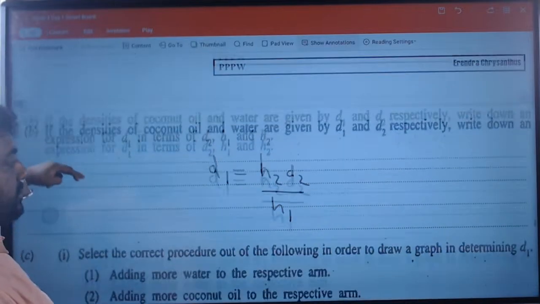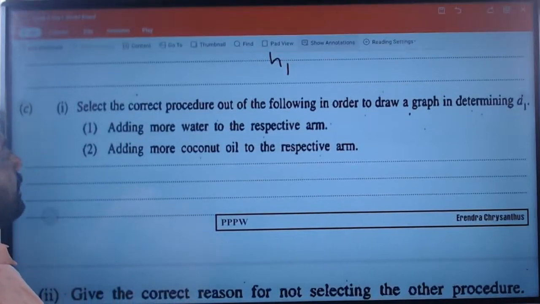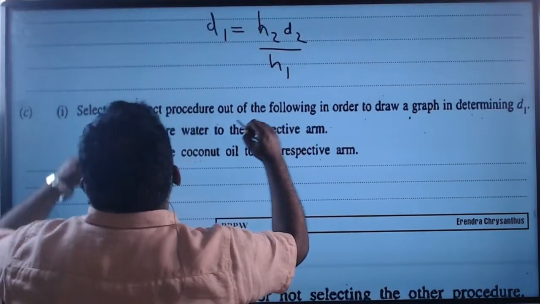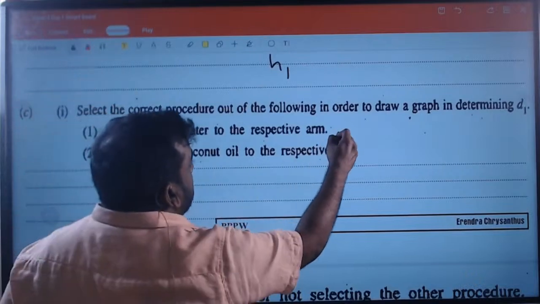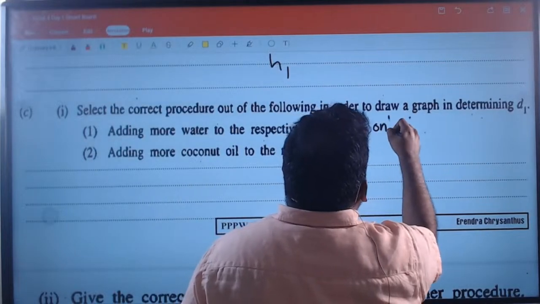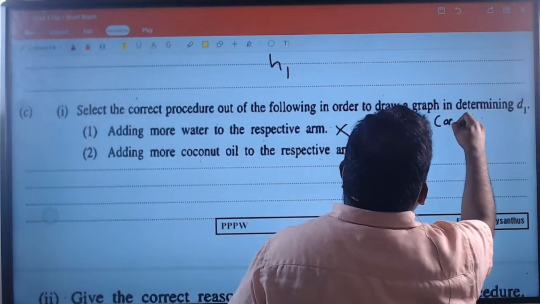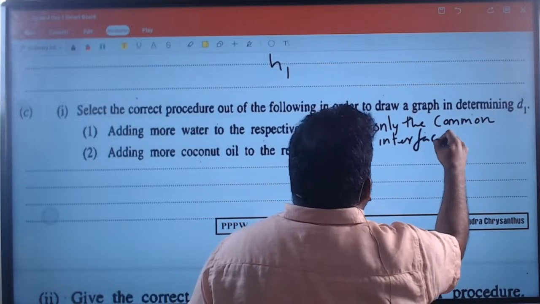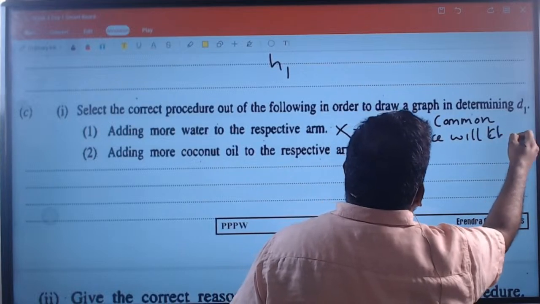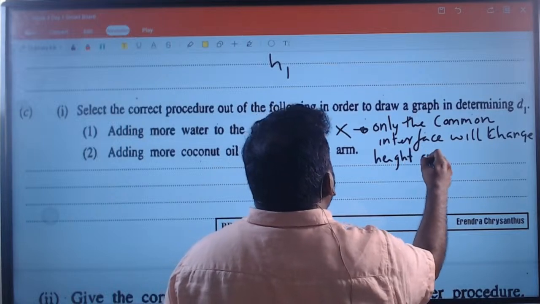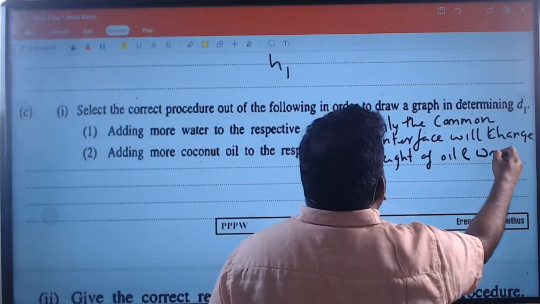I'm sure all of you have got this also. Select the correct procedure out of the following. In order to draw a graph, determine by adding more water. Is this a good method? If I add more water, what happens? Only the common interface will change. If you want, you can write there. Height of oil and water will not change.